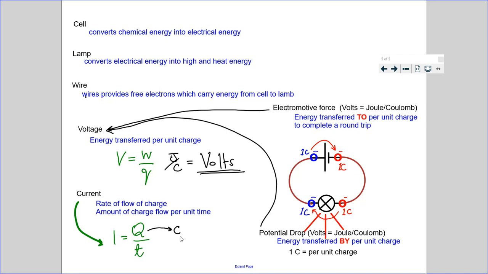Time is measured in second. So this coulomb per second thing is ampere, which is A. That's why current is measured in ampere. Is that right? Yes. Okay.